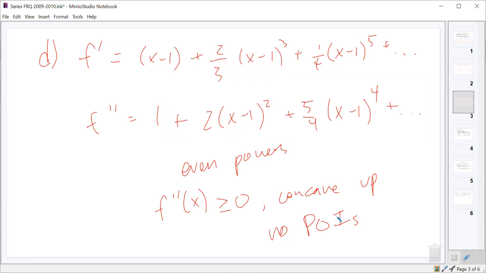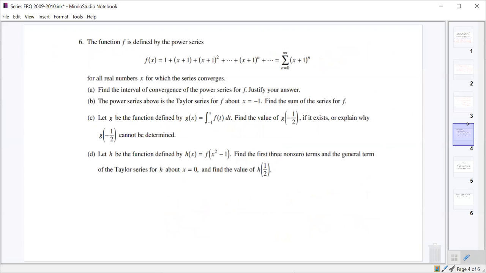Good or no? Yeah. Zoom people, you good with that or no? Good. Great. Let's do another one.